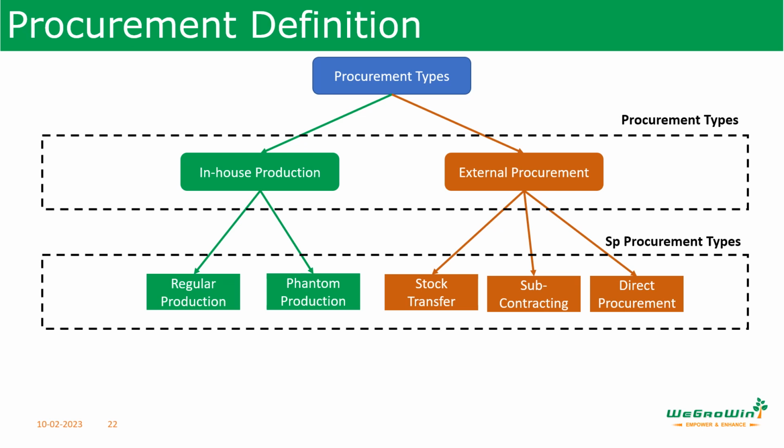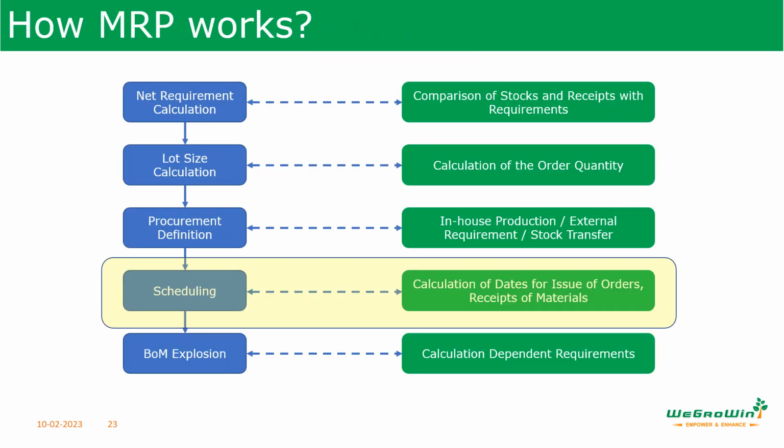Then coming to external procurement. It may be a stock transfer from another plant, or a subcontracting purchase, or direct procurement, right? Anything may happen. So these are the procurement types. Here the system will say produce inside or procure from outside. Accordingly, the system will create either a planned order or purchase requisitions.